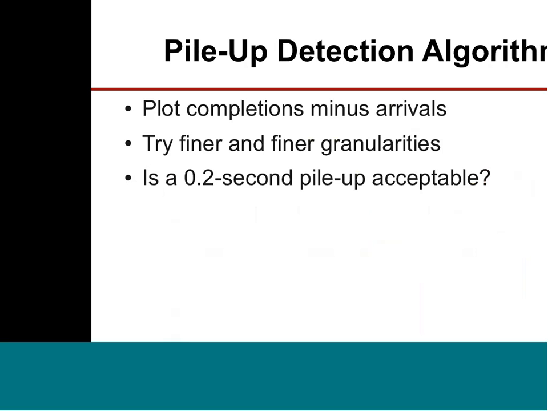Now, one thing, when I initially did this on this particular set of data, I tried a bunch of different granularities. I started at 5 milliseconds, and I basically backed all the way out to about a second, and then I zoomed back to 0.2 of a second, because that's where the spikes really started to show up.